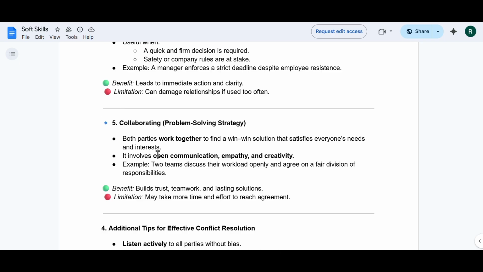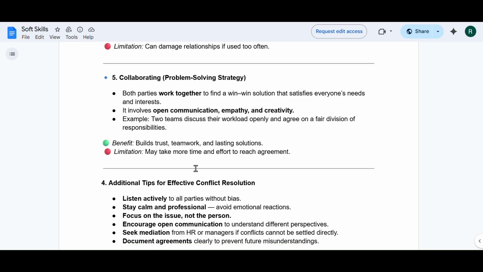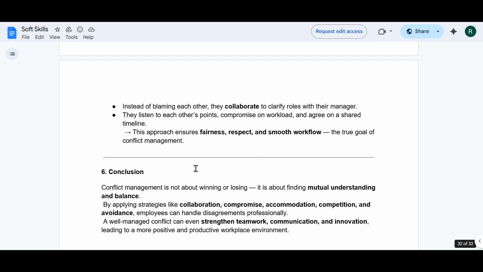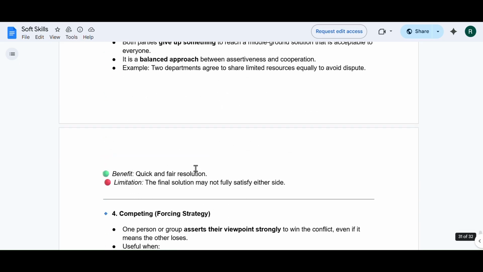Next one is collaborating. Collaborating is nothing but working together for both points. And yeah, that's it about this specific question.